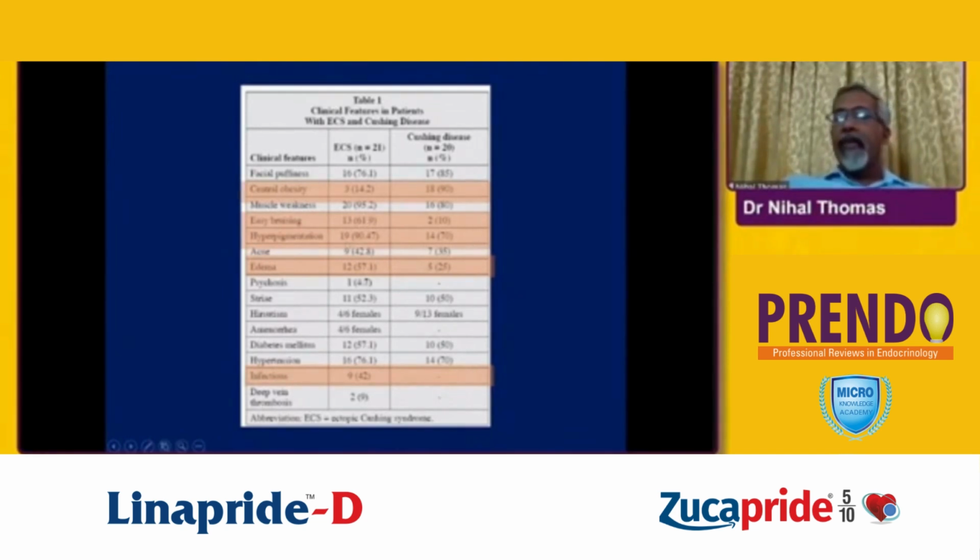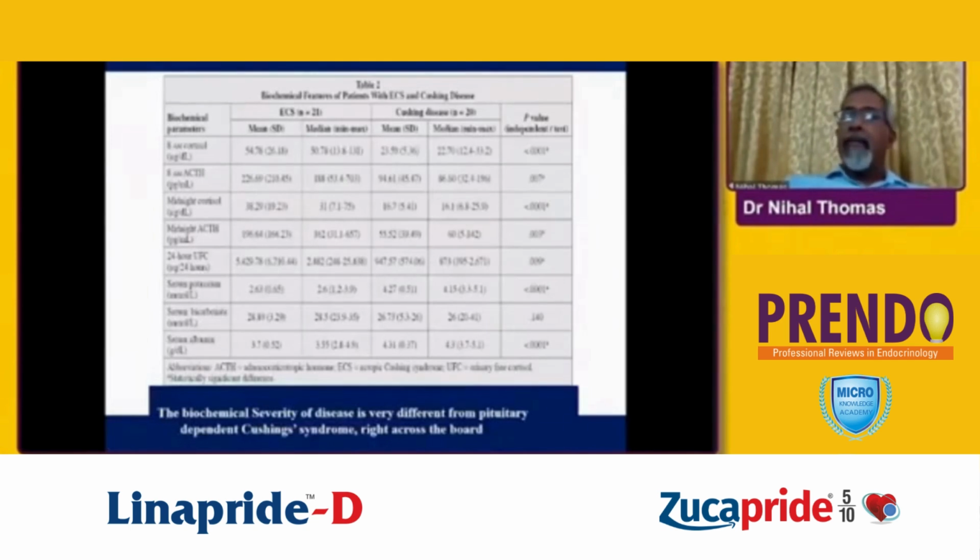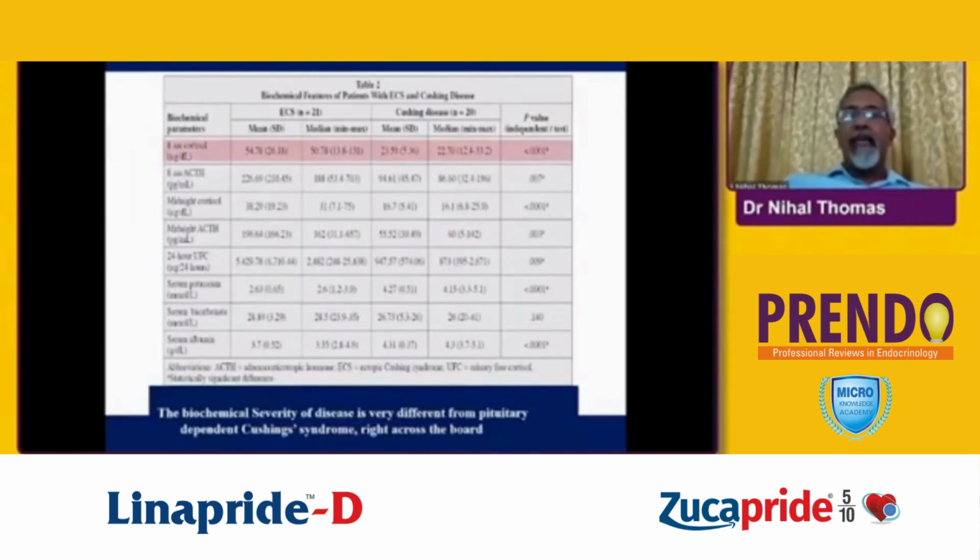Pigmentation is much more florid. Edema is also much more prominent than those with pituitary Cushing's. And what was really striking is that the likelihood of developing opportunistic infections is very, very high. In pituitary Cushing's, by and large, it is not a major presenting feature. Biochemistry is very dramatic. Baseline cortisols are elevated.